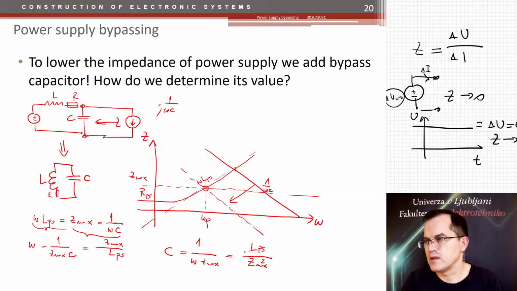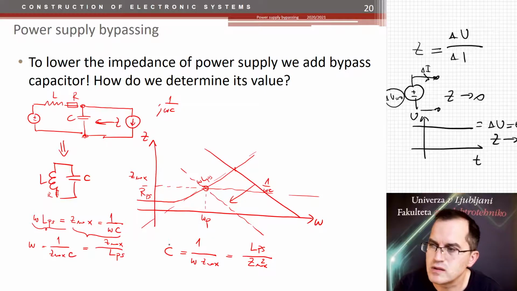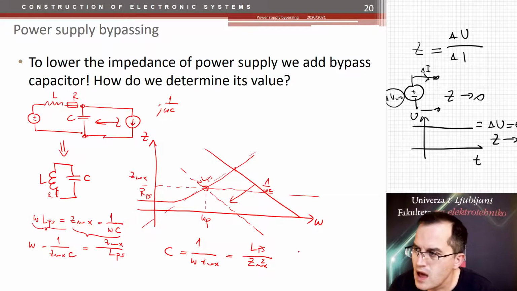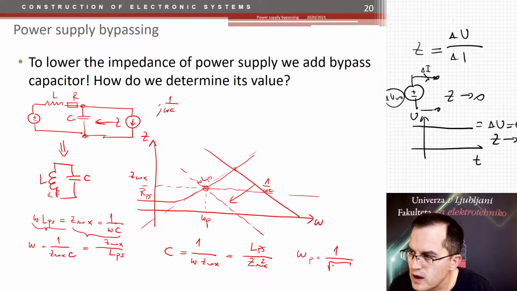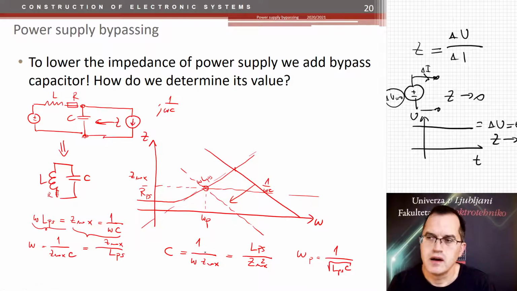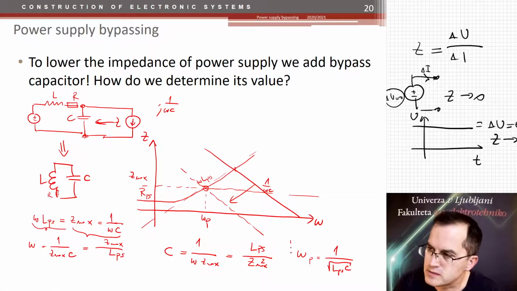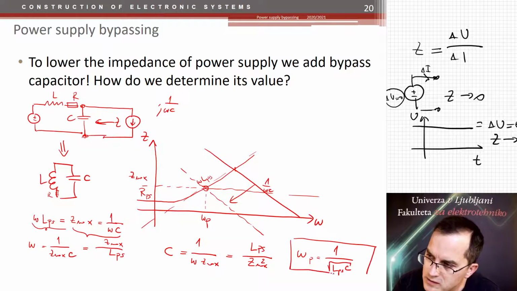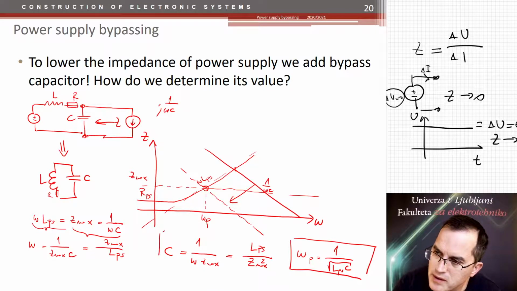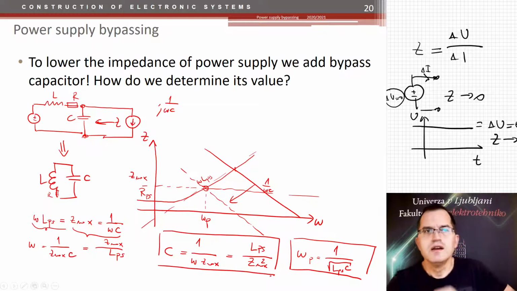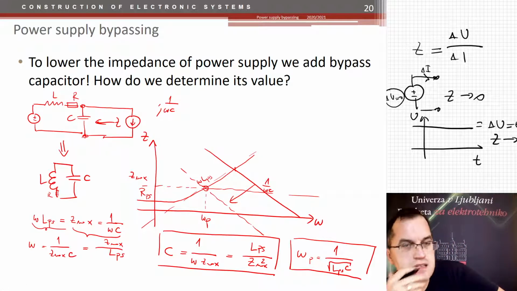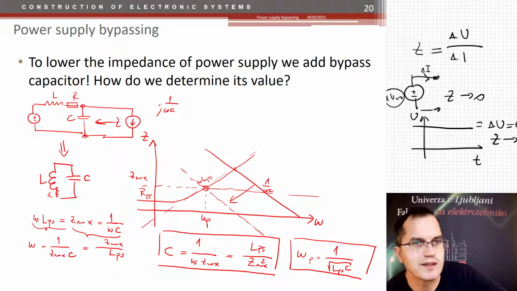L power supply over Z max squared will give you the capacitance C, and this parallel omega would be equal to 1 over square root of L power supply C. All right, so now I have this parallel resonance frequency, and we have the capacitance. So now, is it solved? Is that what we wanted?